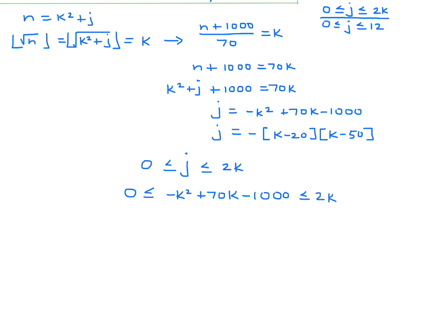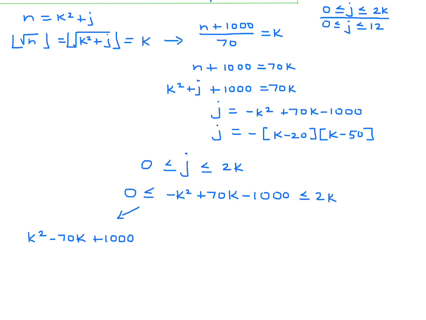All right, let's take this one step at a time. Let's look at that one first, and then I'll look at that one. Okay, so this one, I'll do it over here. I don't like that minus k squared, so I'm going to multiply through by negative 1. When I do, I get k squared minus 70k plus 1000. When you multiply through by negative 1, the sign reverses.